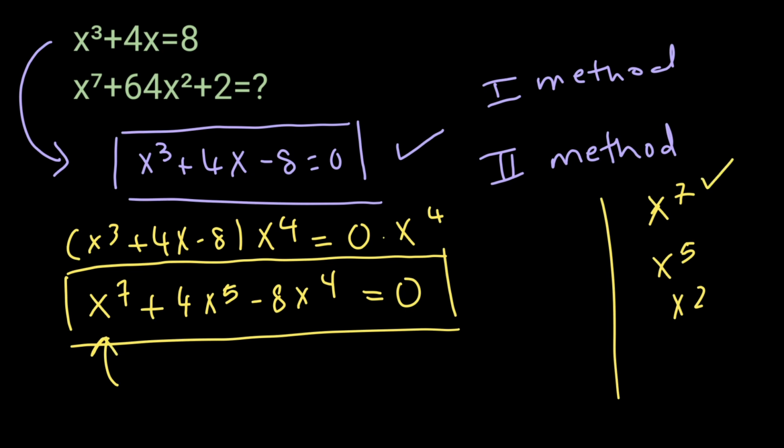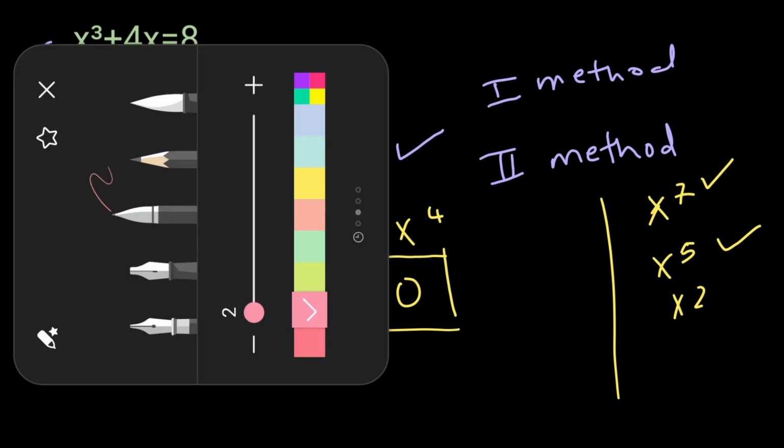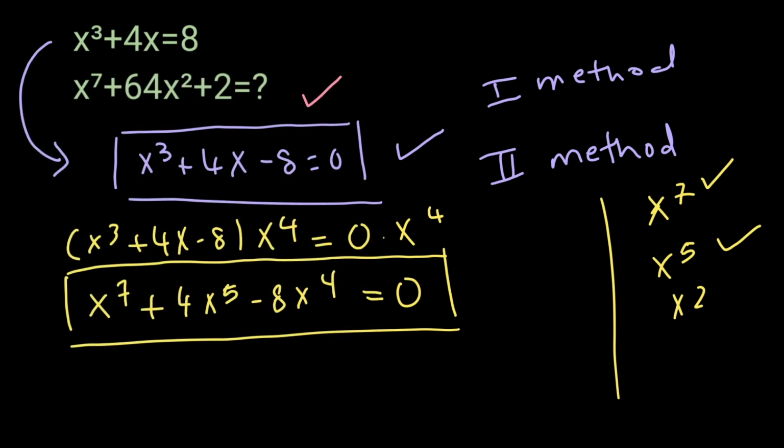We have the second important term, that is x to the power 5, but we still have the term x to the power 4, and this is not present in the important term list. So we need to try to exclude this variable. For that I will take the same equation, and this time I will multiply x on both sides. So I will get x cubed plus 4x minus 8 multiplied with x equals 0 multiplied with x.